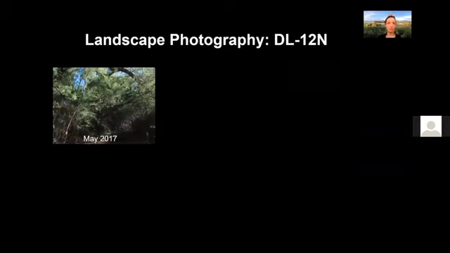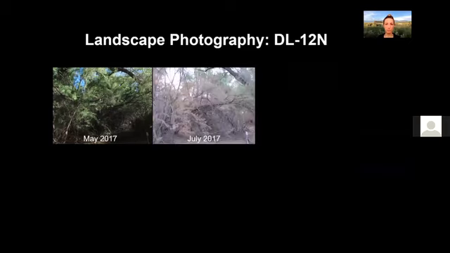Now I'm going to show you what the landscape photography looks like. These photographs really give an excellent depiction of what that defoliation-induced decline in canopy cover that we just saw graphed really looks like in the habitat. This first photo is DL12 North, same site I just showed you the graphs for, in May of 2017, prior to any Diorabda defoliation. By July of 2017, this is that same location.